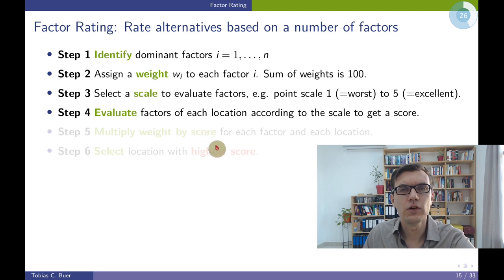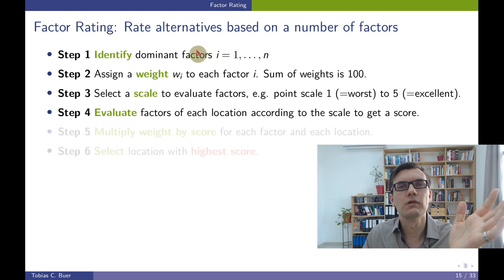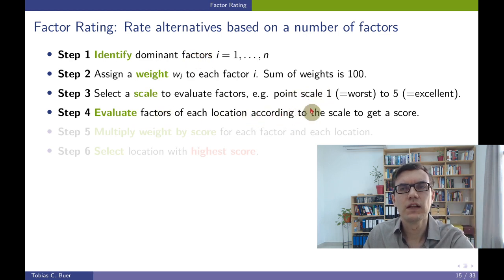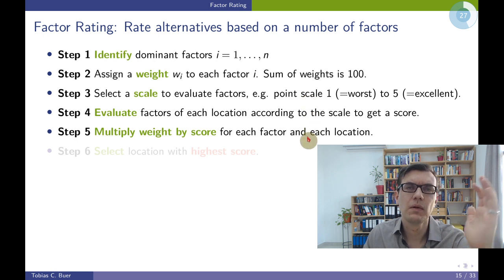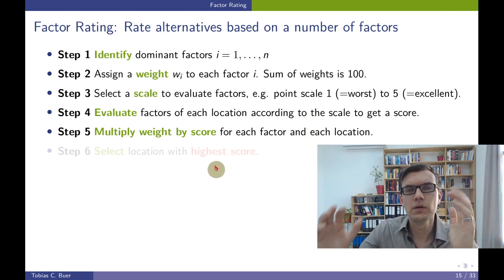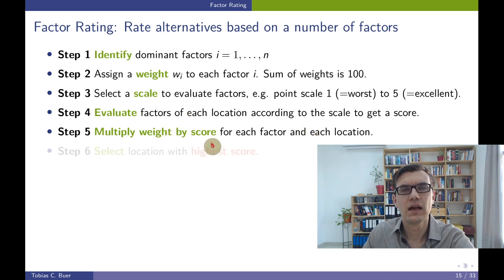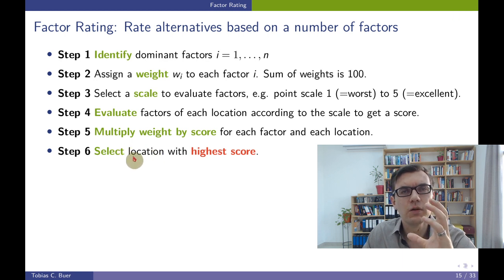In step number 4, we actually look at each location and evaluate, we rate each factor and give it 1 value from our point scale. Step number 5, we just multiply the weight with the score and add this up for each location, and in the end we select the winning location, the location that we really want to choose to establish our facility, and this is the location with the highest score.